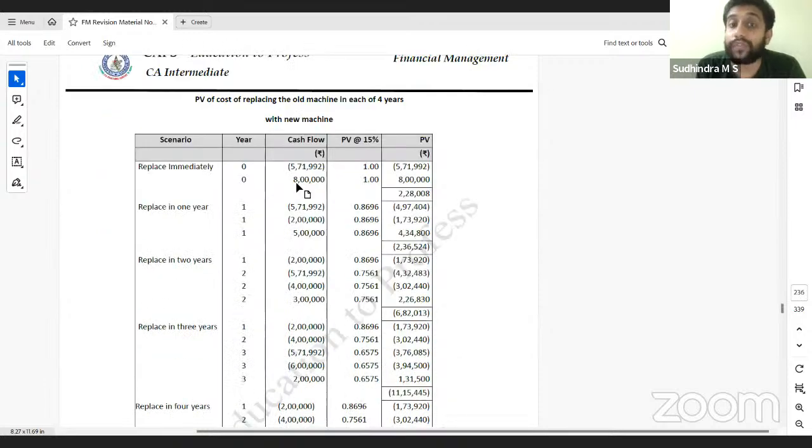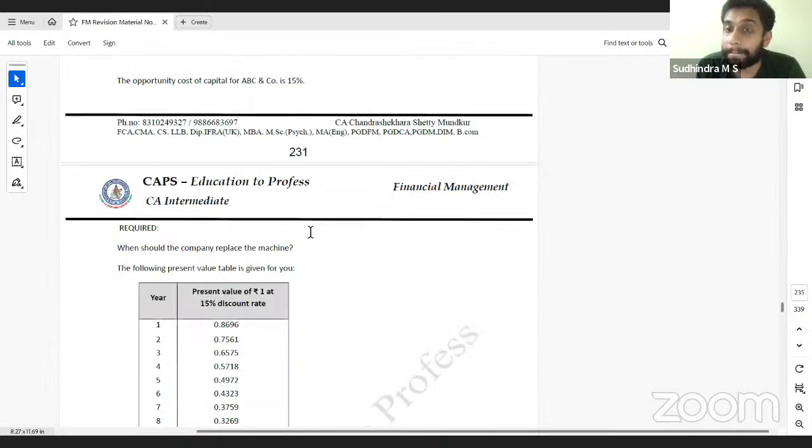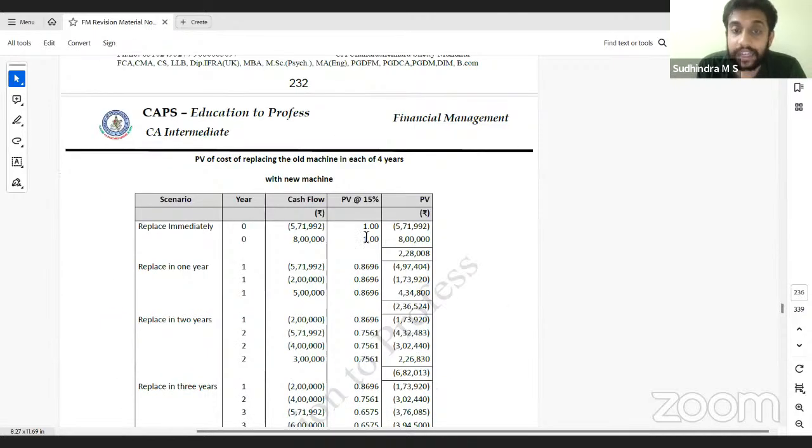Whereas, what is my cash inflow? 8 lakh. Salvage value of the machine today is 8 lakh. Cash inflow is 8 lakh. Today's value, present value, will be the same.